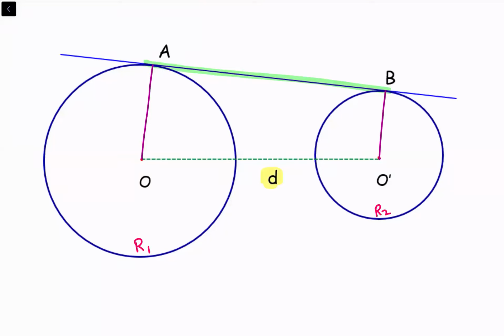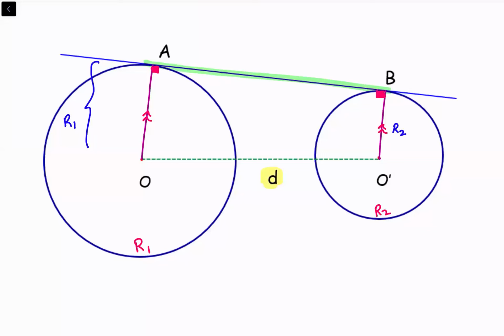We know the radius is perpendicular to the tangent. So this angle is 90 degrees, and this is 90 degrees. These are forming co-interior angles whose sum is 180. So we can say these lines are parallel to each other. Also, these are radii. So this full length is R1 and this length is R2.